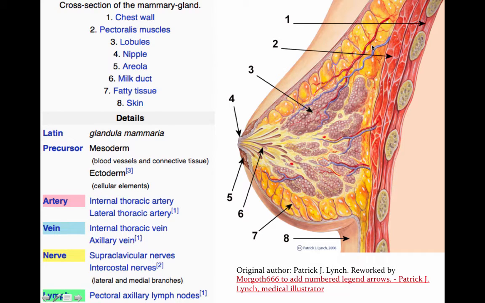So it shows here a diagram of the breast, and you can see number 1 is the chest wall, number 2 the pectoralis muscles, and then number 3 are lobules. And as we talk about the different sections, we are going to keep coming back to this diagram. Number 4 here is the nipple, 5 is the areola, 6 are milk ducts, and then 7 is fatty tissue, and then 8 is the skin.